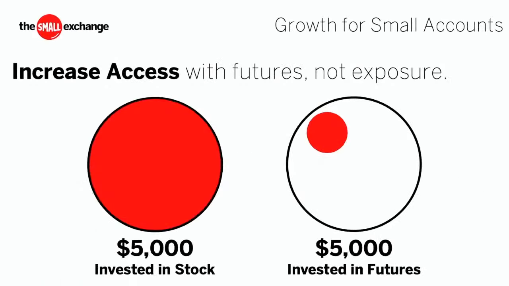But what we do with that efficiency is we increase access with futures, and not necessarily exposure. A $5,000 account could theoretically get more than $50,000 in stock exposure via futures. And if that's your game, you've got it all in front of you here. Like I say, a $5,000 account can potentially use Small Exchange futures to get $50,000 worth of stock exposure. But it's probably a good start to just get more than your money's worth in that stock exposure. And then you can kind of toy around with these ideas as you get more comfortable.